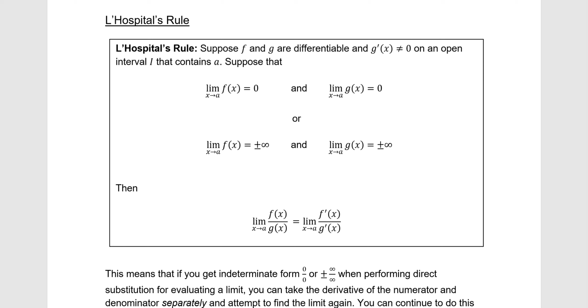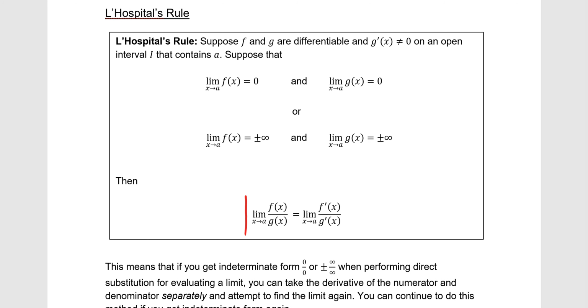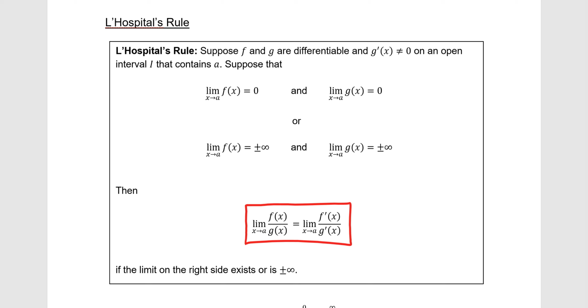So L'Hopital's rule is essentially going to be our way around evaluating these types of limits. So let's say that we have functions f and g and they're both differentiable. And suppose that the limit of f of x as x approaches a and the limit of g of x as x approaches a both equal 0, or they both equal plus or minus infinity. Then we have this L'Hopital's rule right here. The original limit as x approaches a of f over g is going to equal the limit of the derivative of f divided by the derivative of g as x approaches a.